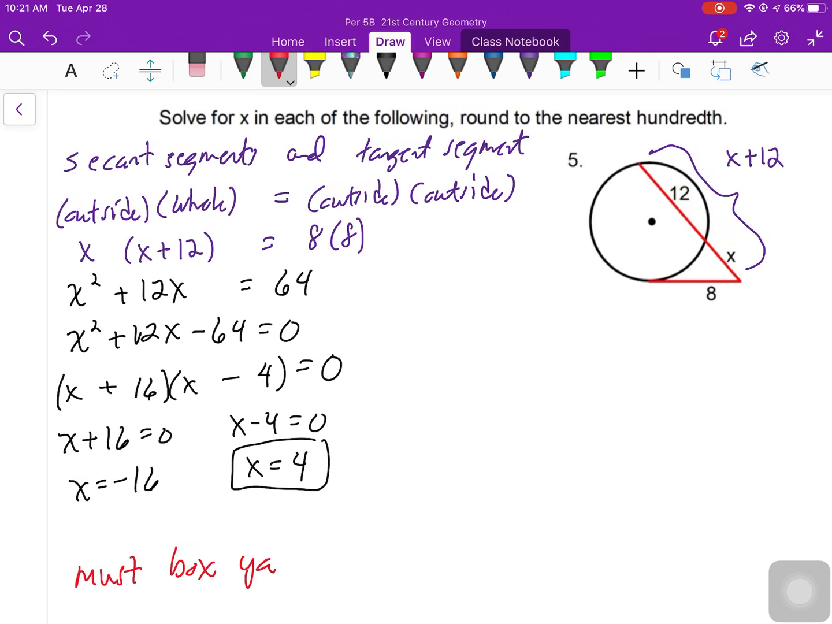And once again, I will remind you, you must box your answers in this chapter. If you don't, they will be counted wrong. This one does not work here.